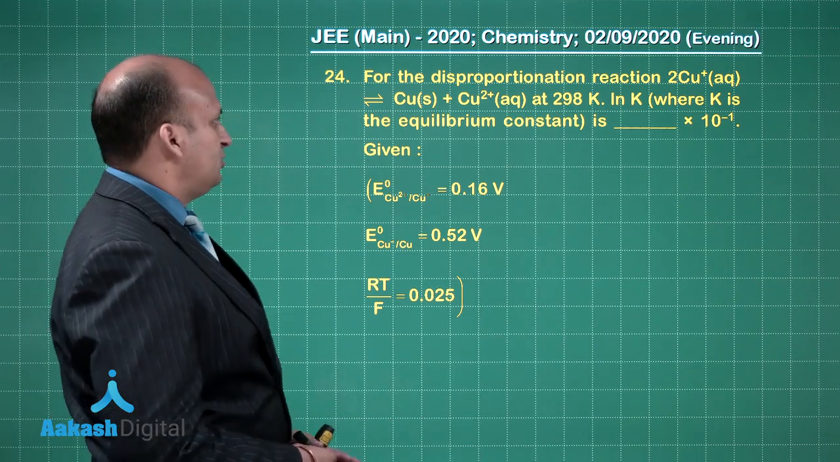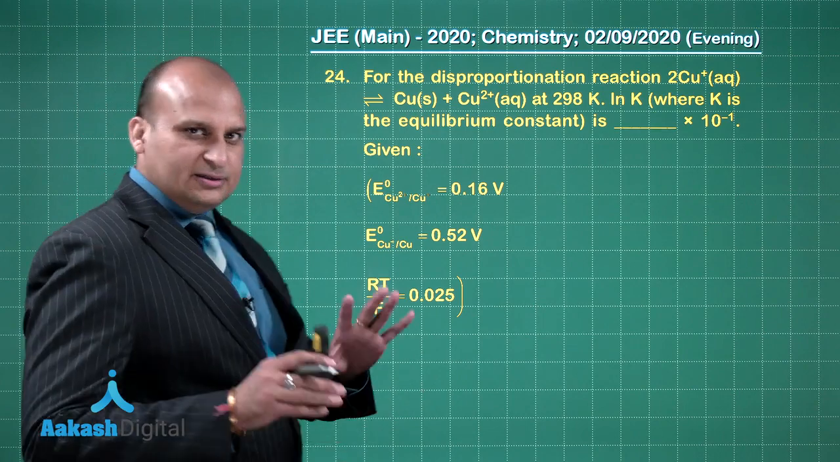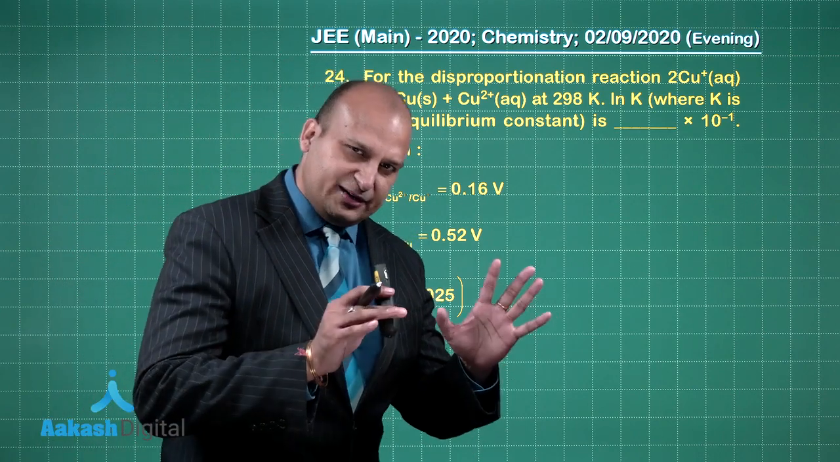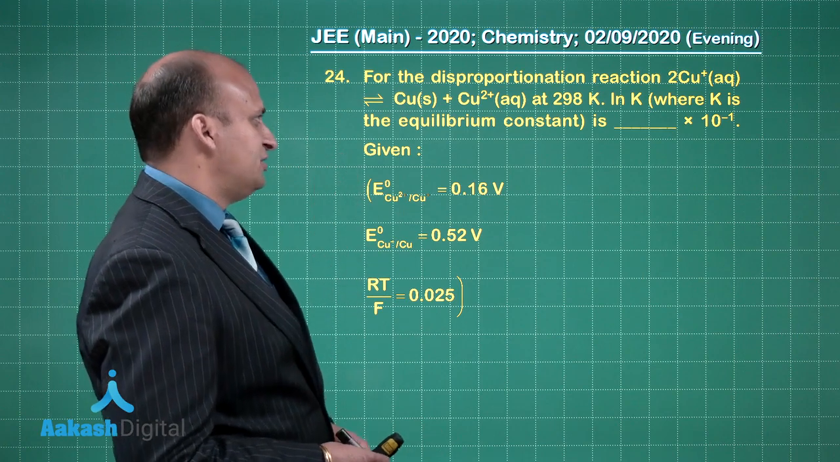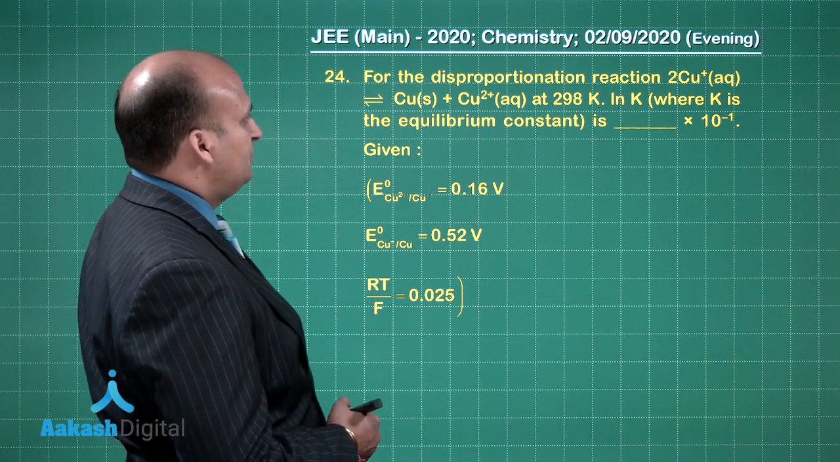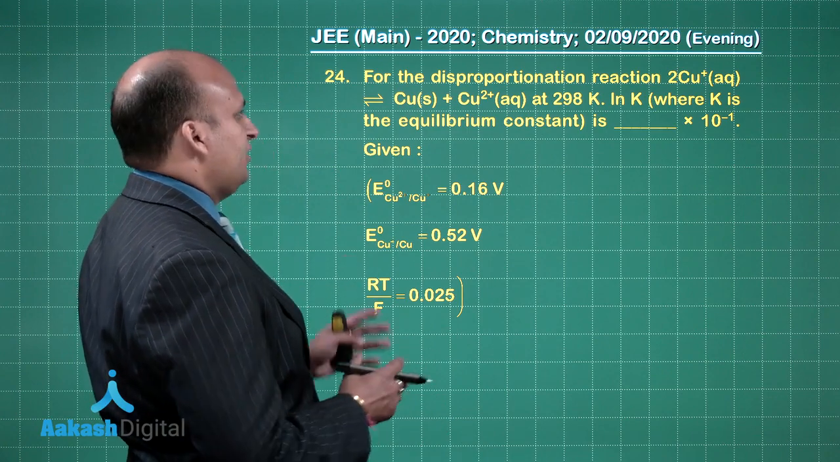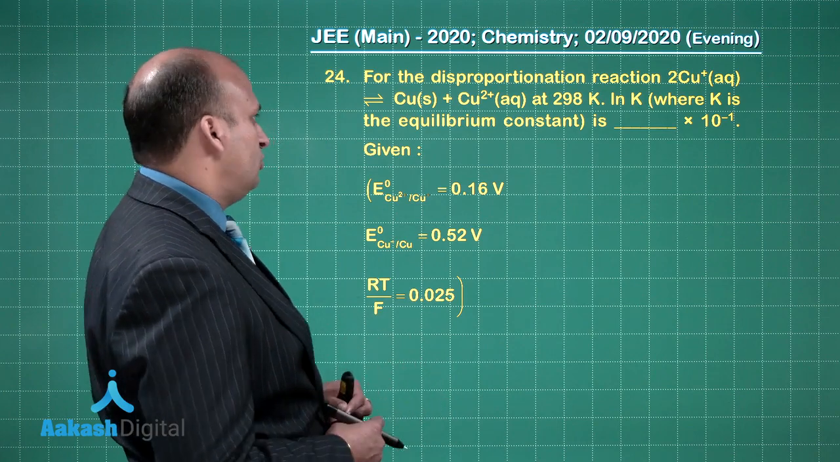Let's look at question number 24. For the disproportionation reaction, it is a must that there should be at least one question from disproportionation. So, for the disproportionation reaction, 2Cu+ giving Cu solid plus Cu2+ aqueous at 298 Kelvin, we have to find out ln K, where K is the equilibrium constant. Now, how will you solve it out?